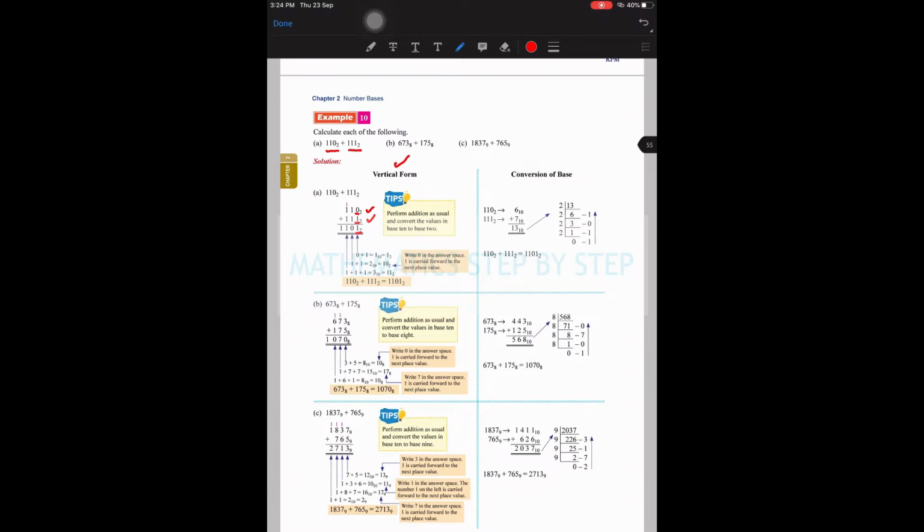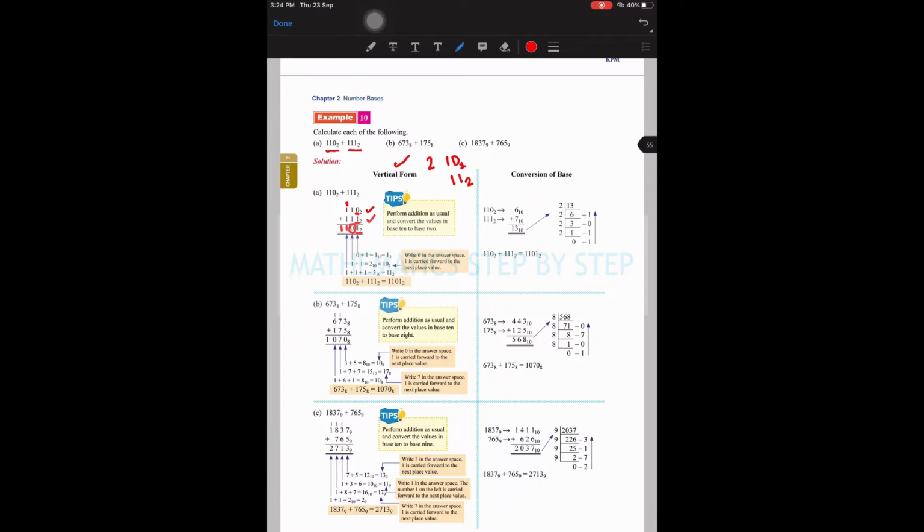So some of you guys may wonder why 1 plus 1 equals 2, but here we write 0, okay? Because 2 in base 10 is equal to 10 base 2, okay? So that's why we write 0 here, then there's a 1 here, okay? So 1 plus 1 plus 1 gives us 3. 3 in base 2 is actually 11 base 2, right? So that's why there's a 1 here, there's a 1 here, okay?